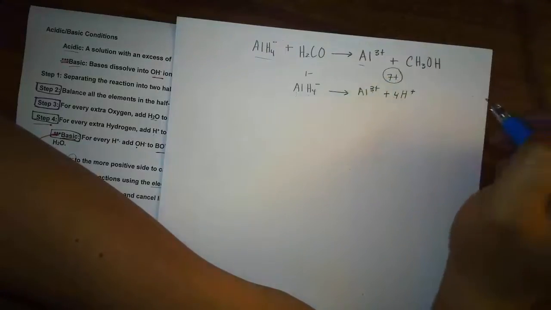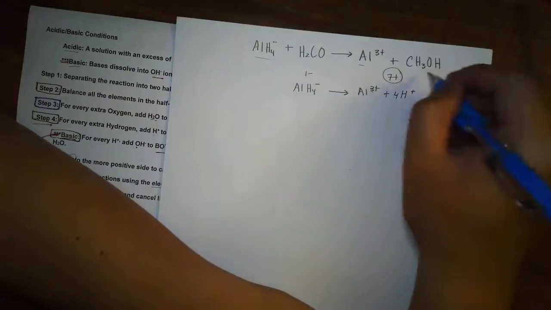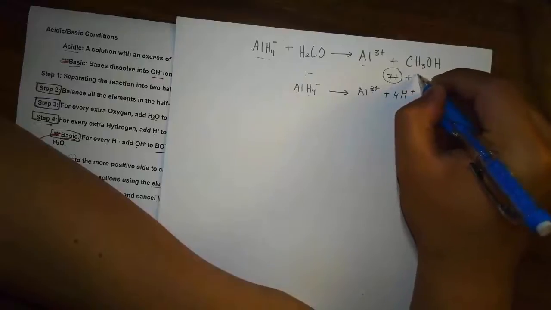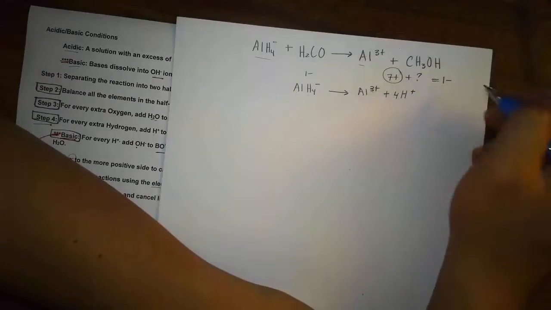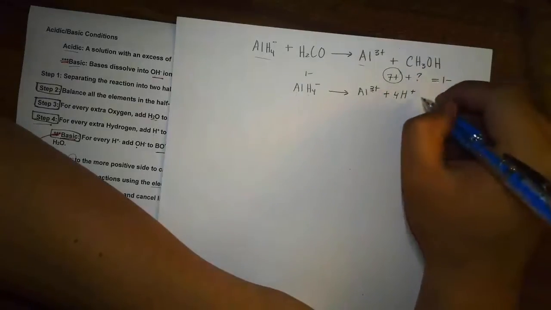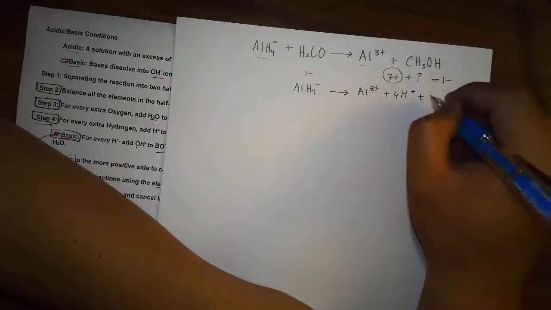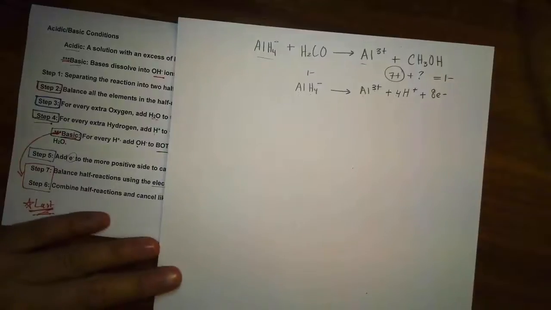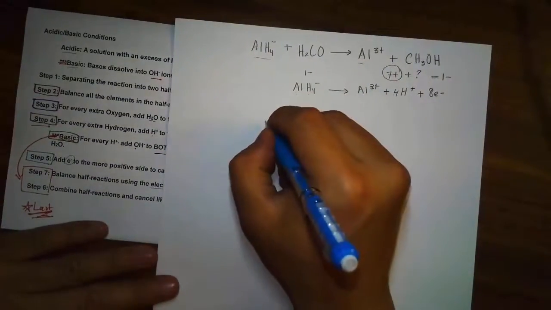So that's our charge. But we need to make this side total equal to 1 minus. So 7 plus a number will give us minus 1, and that answer, of course, is going to be 8. So we have 8 electrons, and that's all we have to do. Now let's go to the other half.